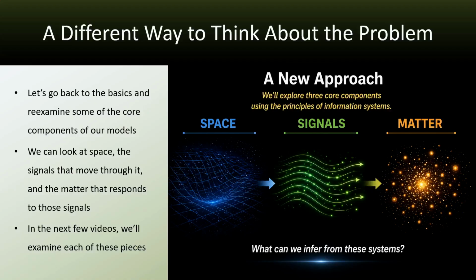A different way to think about the problem. If galaxies behave like complex systems, then we may need a different way to model them, one that allows for phase changes, local variations, environmental conditions, and other system-level effects. Let's go back to the basics and re-examine some of the core components of our models, looking at them from an information systems perspective. We can look at the broader properties of space, the signals that move through it, and the matter that responds to those signals, and begin to explore how these pieces might interact. In the next few videos, we'll take that approach and examine each of these pieces to see what new insights might emerge.